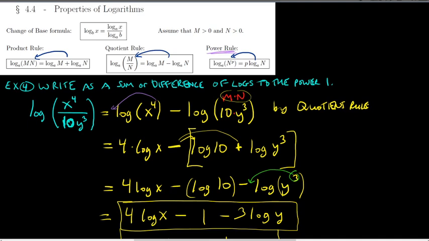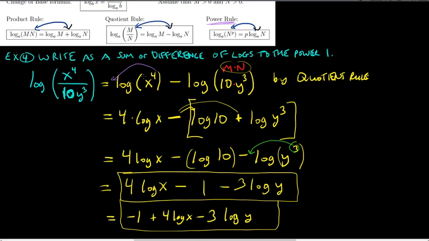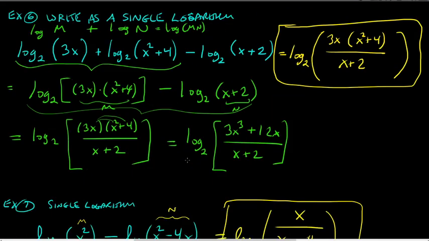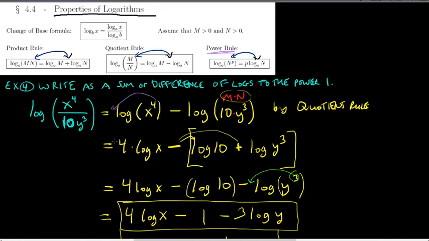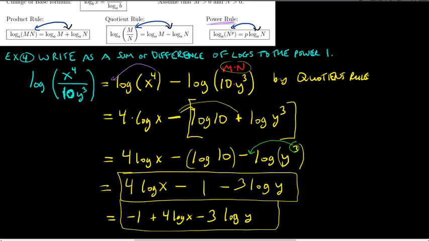And so I think that's it for the properties of logarithms. Again, it's just getting used to these three rules, both backwards and forwards. You can always go left to right or right to left, depending on what type of problem it is. If you want to combine them into a single logarithm, then you're going right to left. If you want to split them up as a sum and difference of logarithms, like we did here, then you're going left to right.